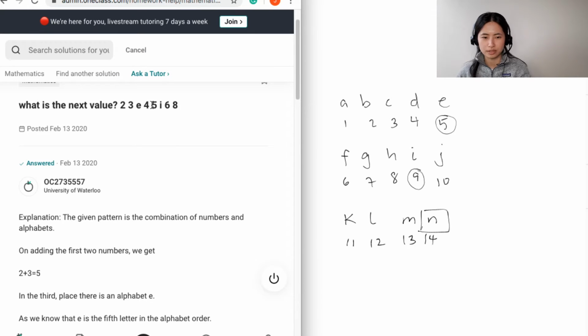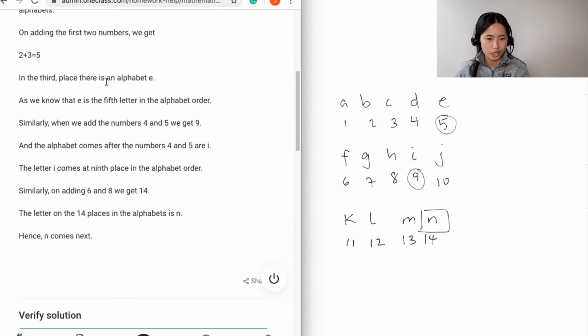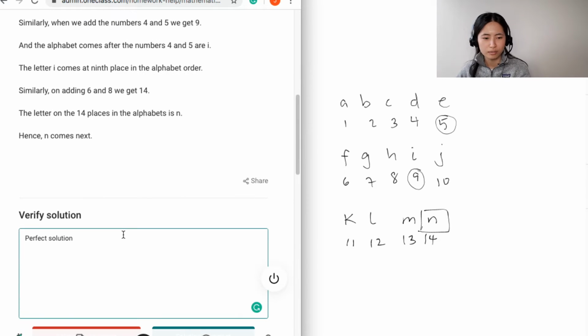The next one is 4 plus 5, which is 9. Then you can just go ahead and say, okay, the ninth letter of the alphabet is I. Then you have 6 plus 8, which is 14. Therefore, the 14th letter of the alphabet is N. I think we can just have bullet points. That's just my preference.